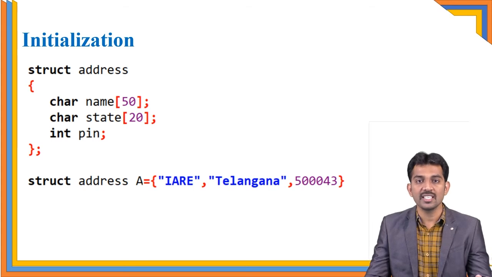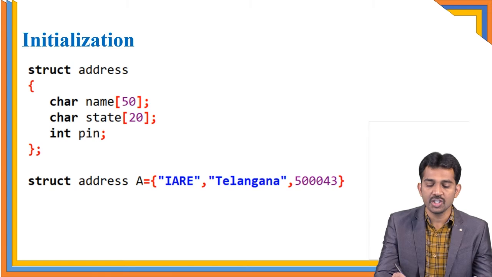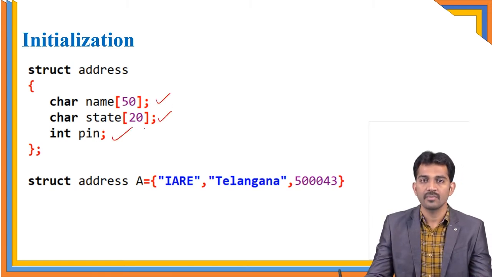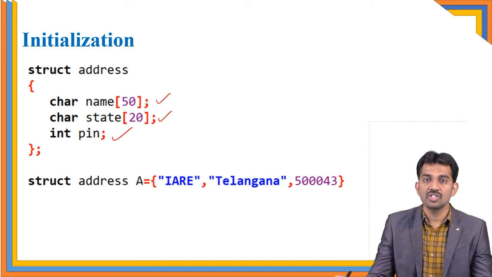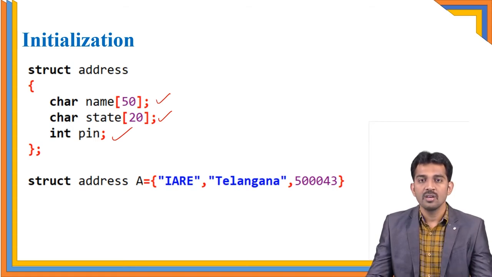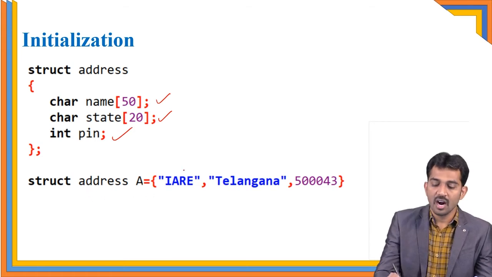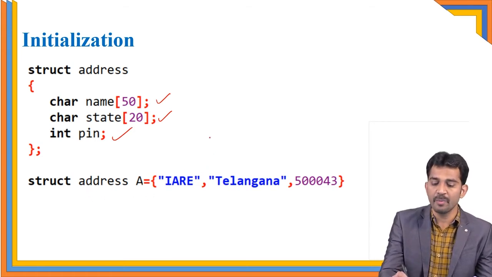See, coming to the initialization. If you want to initialize the structure, observe carefully. For example, the address field contains these things: name, state, and pin. Name comes under string, state also comes under string, and pin is an integer. If you want to initialize the data, observe clearly, struct address A, and you should give the values in the order which you mentioned here.